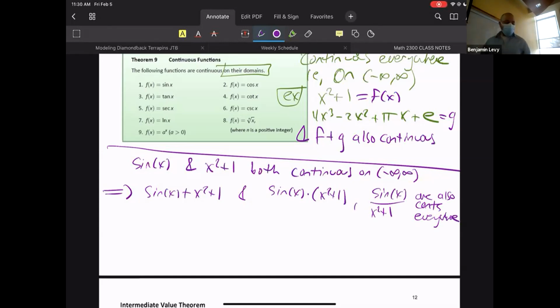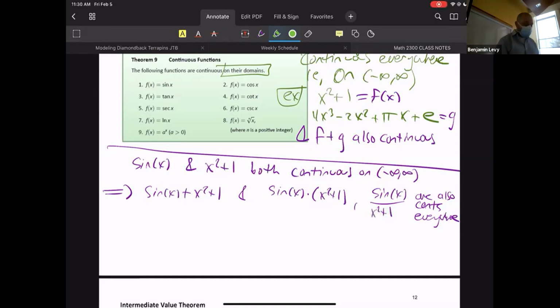And we don't have to worry about anything in the denominator here, because that's never going to be 0, right? x squared plus 1 is never going to be 0. It's above the x-axis is one way to think about it. The other way is you're adding two positive things together: 1 is positive, and x squared is always positive because you're squaring it. You're never going to get 0. So we don't have to worry about the denominator there.